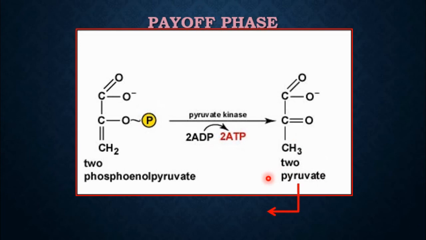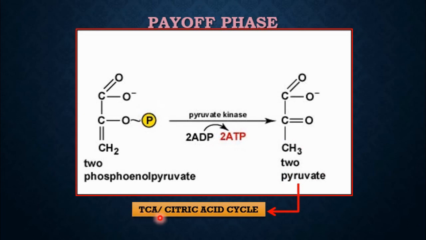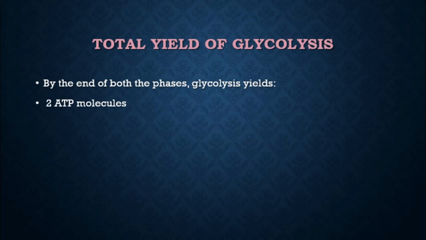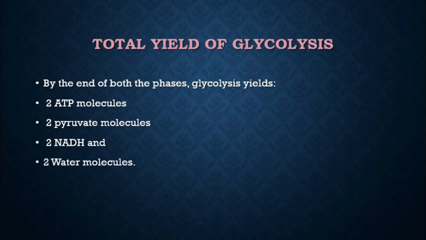So what will happen to this pyruvate? This pyruvate will now move on to another process called the TCA cycle or citric acid cycle for further processing. So by this, the payoff phase is over, the preparatory phase ends. So we will see the total yield of glycolysis. By the end of both the phases, glycolysis yields 2 ATP molecules, 2 pyruvate molecules, 2 NADH and 2 water molecules.